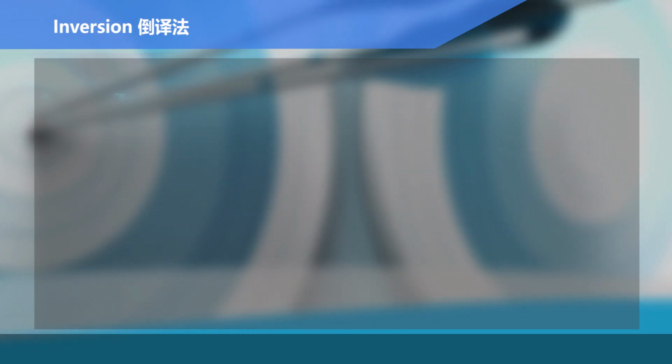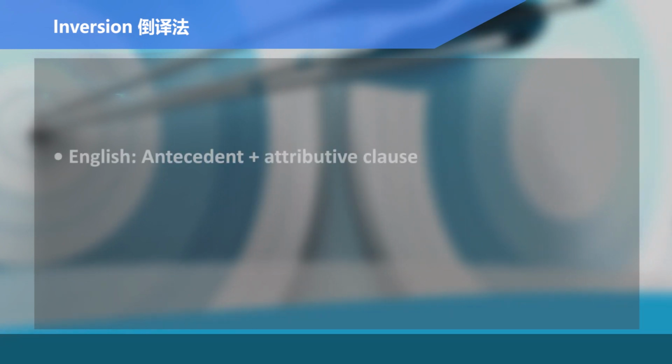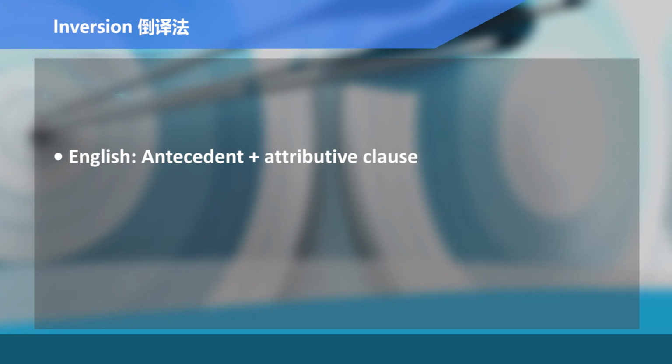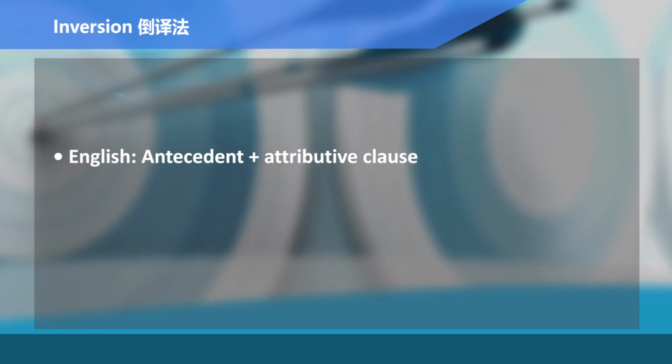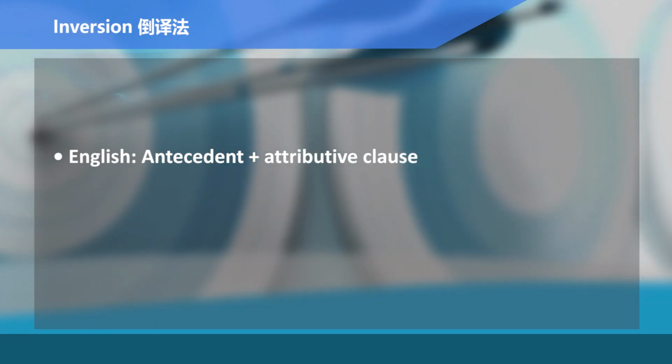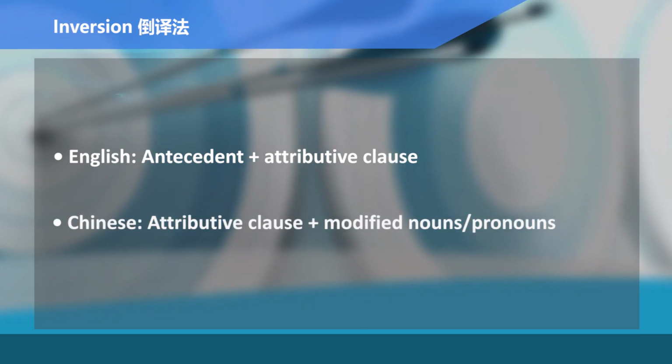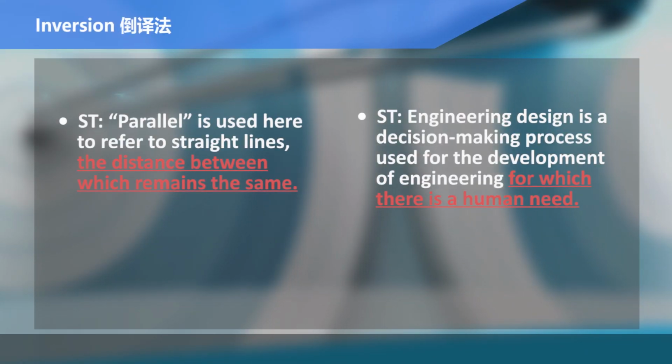Method 1, inversion, 倒译法. In EST, attributive clauses always come after the antecedent, while in Chinese, they come before the modified nouns or pronouns. During the translation, sometimes when they are a little bit short in EST, they may be translated into Chinese by using the translation method of inversion. Please look at the following 2 examples.